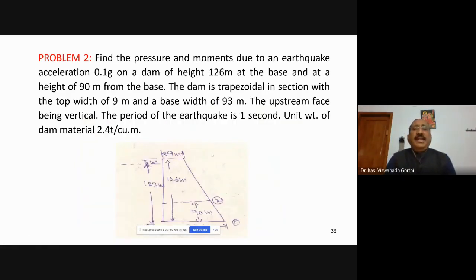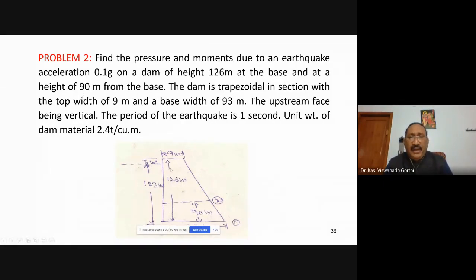Second problem. Find the pressure and the moments due to an earthquake acceleration of 0.1 g. Earthquake acceleration is taken to be alpha g. Alpha is the coefficient of earthquake acceleration. So 0.1 g means alpha is equal to 0.1, on a dam of height 126 meters. The total dam height is 126 meters. At the base and at a height of 90 meters from the base.